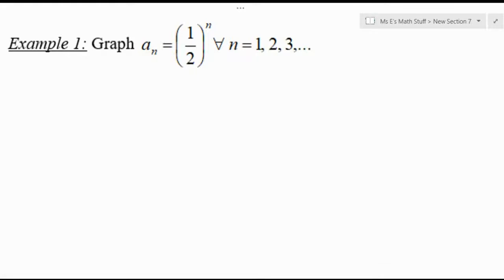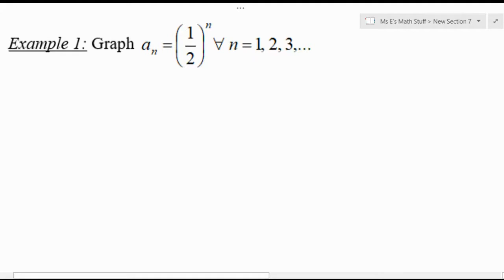Right, my friends, let's take a look. This a sub n notation is typically what we use for basically a function rule where you can use it to generate terms of a sequence. It's kind of like f of n, essentially. And so just to make sure you're clear with some notation, a sub n means the nth term.